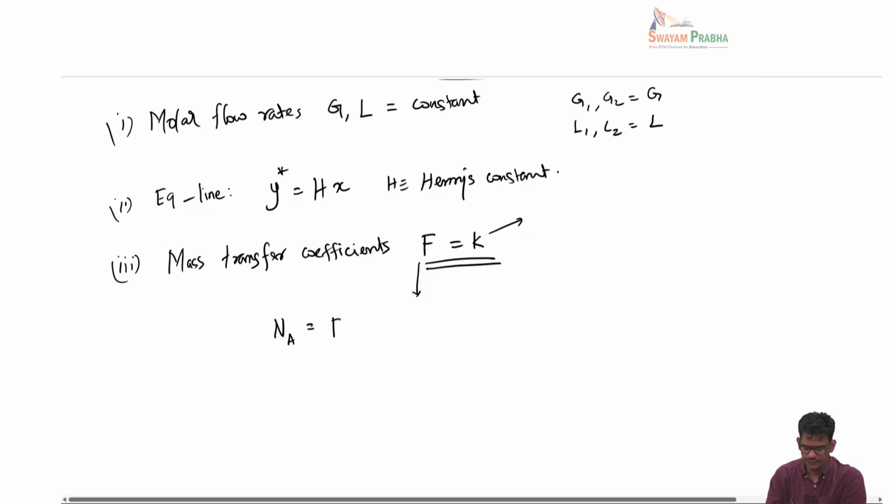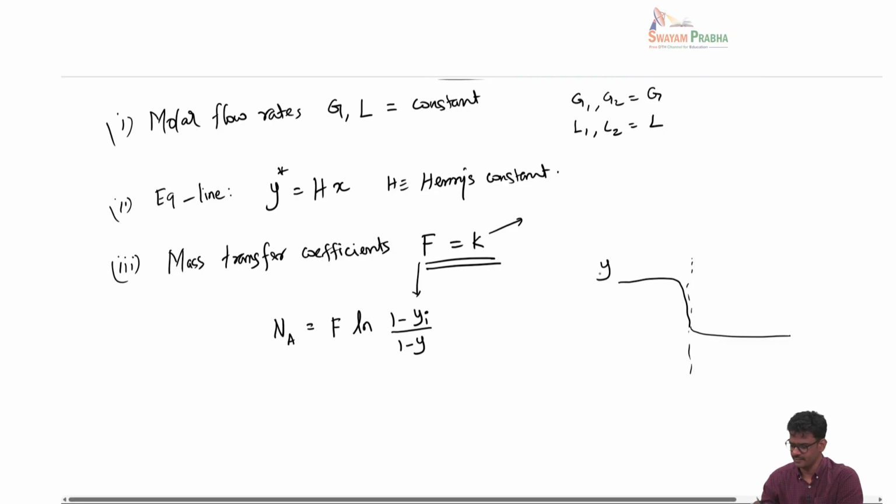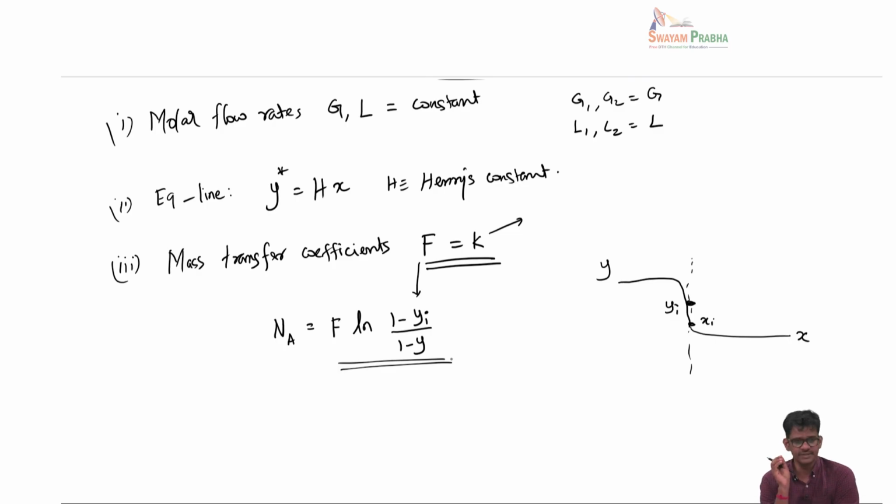F type mass transfer coefficient, you generally write the mass transfer rate as 1 minus yi by 1 minus y. Okay. So here we are talking about a two-phase mass transfer like this. So this is an interface, this is y, and you can have yi here. So this is x, and you can have xi here, right? So here this is the mass transfer rate for A diffusing through non-diffusing B with the F type coefficients.